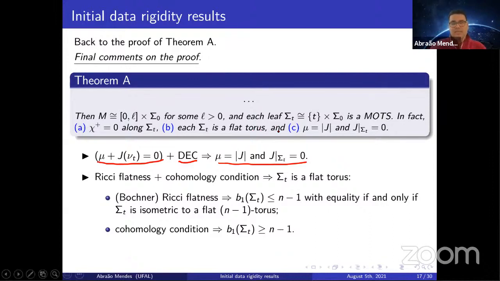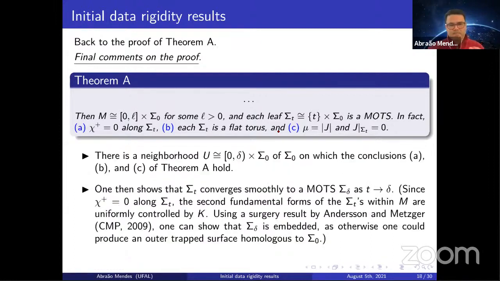All right. Then we know that our theorem holds in a neighborhood of sigma naught. Then now we want to extend. How to do that? To extend our theorem to all of the manifold M, we can show that sigma t, this foliation, converges smoothly to a sigma delta as t goes to delta.